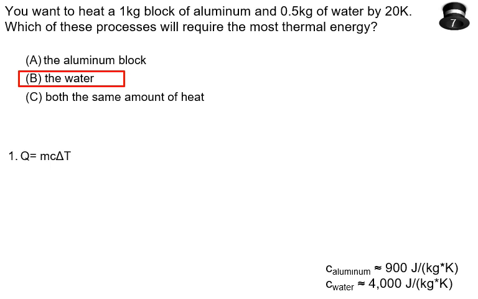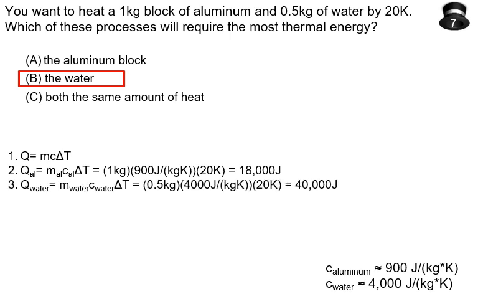So again, Q is mc delta T. The heat transfer is equal to the mass times specific heat capacity times change in temperature. So we can go ahead and plug in the information for the aluminum. You have 1 kilogram, 900 joules per kilogram per Kelvin, 20 Kelvin, and you get 18,000 joules of energy required to do this. The water, on the other hand, you plug in, its mass is less, but its specific heat capacity is much larger, and that winds up turning into 40,000 joules required to heat this. So therefore, your water is going to require more heat.